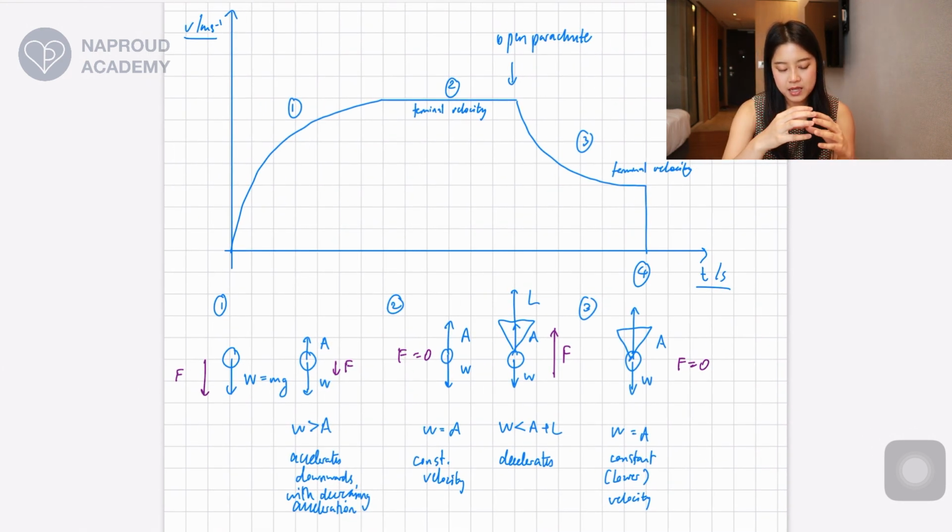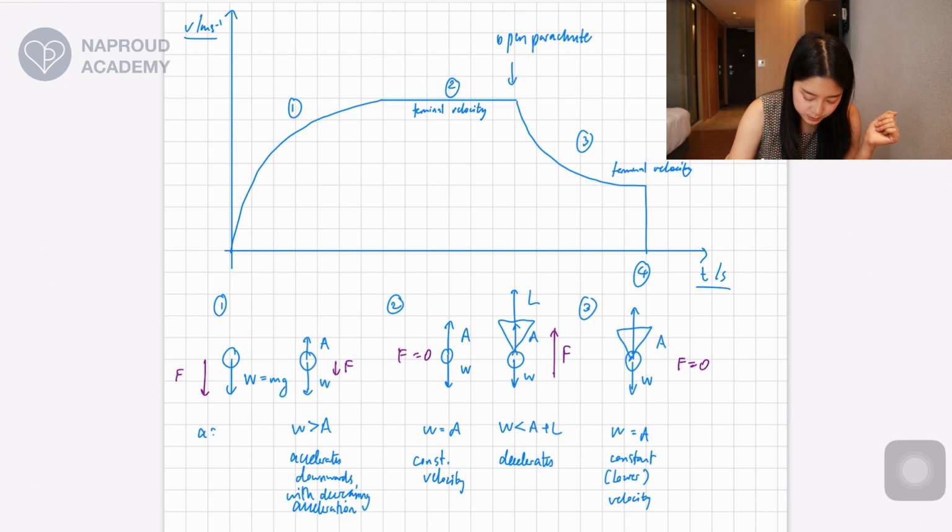In the very beginning, there isn't any force acting on it except for its weight. So the resultant force, which I've tried to show with this purple arrow, is going to be the force acting downwards. Because of that, it experiences an acceleration downwards, which is equal to g. So acceleration is equal to g here in the very beginning.